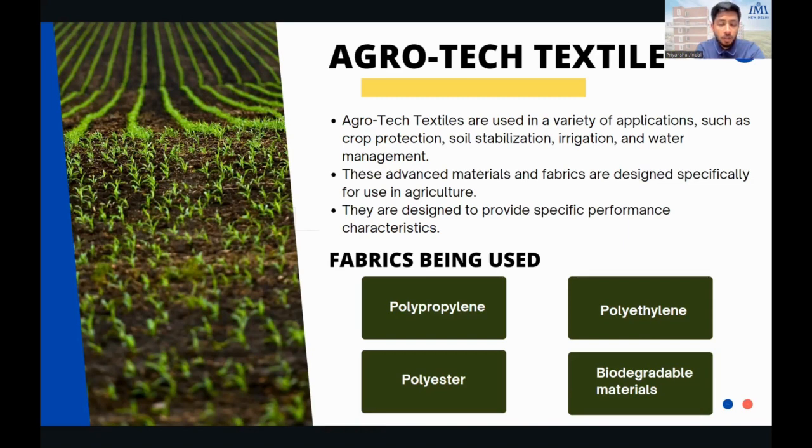Last but not the least, we have biodegradable materials. Biodegradable materials such as polylactic acid, PLA, are being used in agrotech textiles. These materials can help reduce the environmental impact of agriculture by reducing waste and pollution.